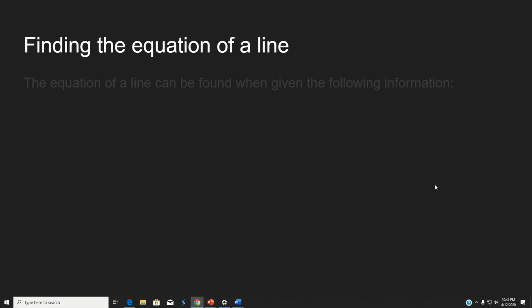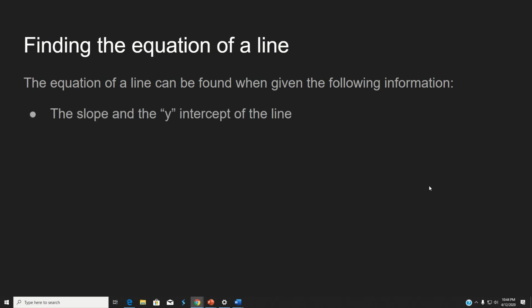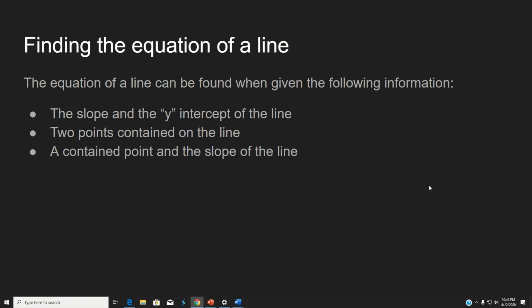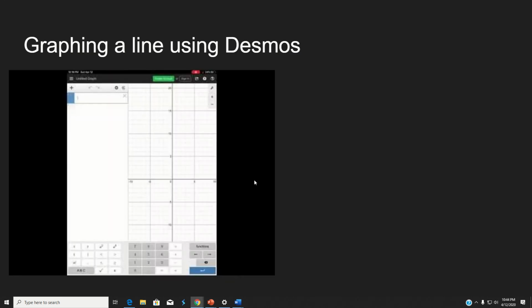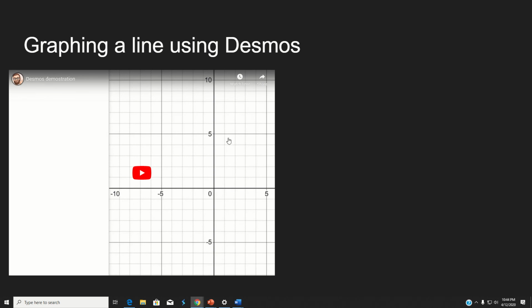Now finding the equation of a line. The equation of a line can be found when we are given certain information. For example, we need the slope and the y-intercept. We could also have 2 points contained in the line, a contained point and the slope of a line, or the graph of a line. As shown in this video, we can calculate the equation given 2 points. In this other video, I show you how to graph a line using Desmos.